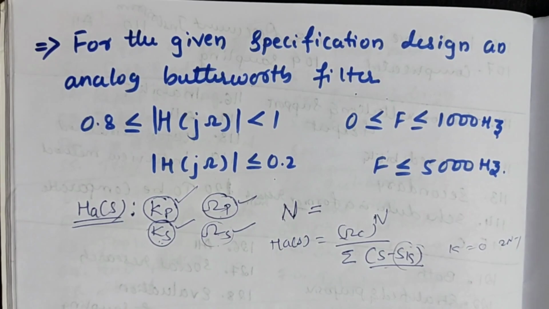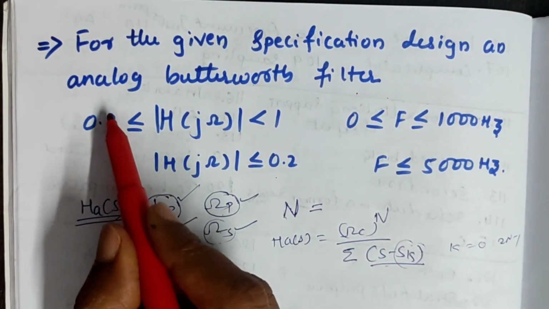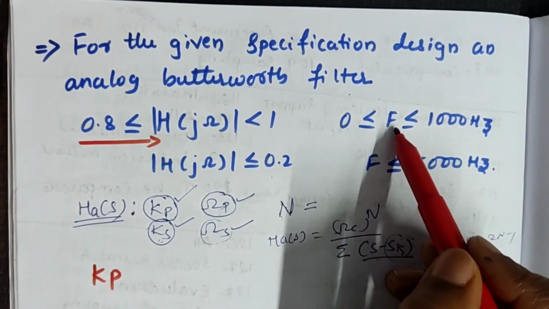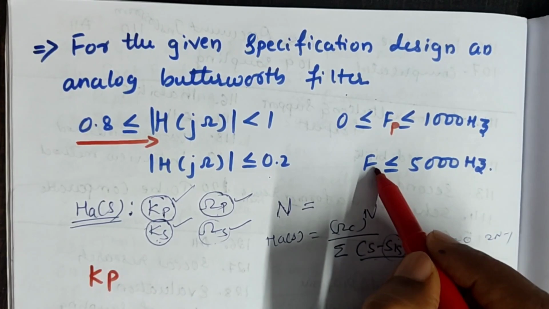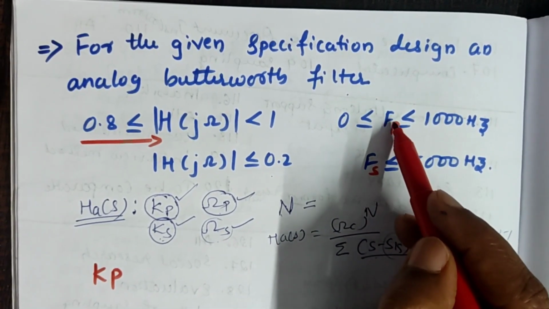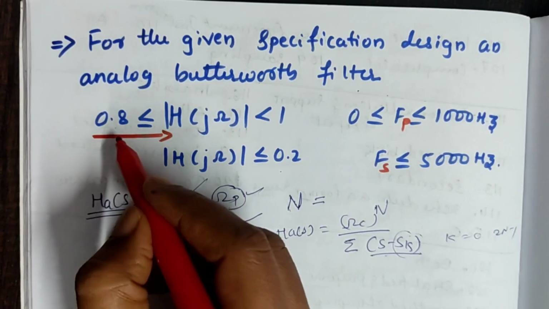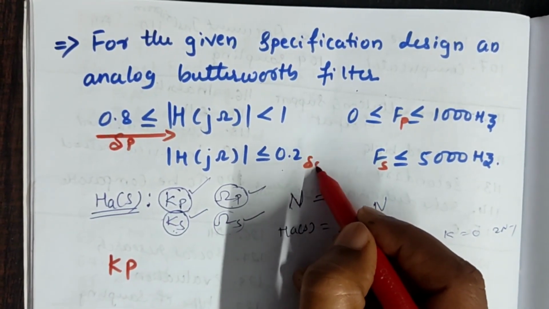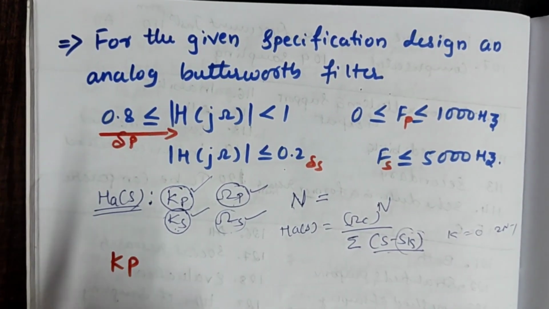So in this case, how to deal with this? First we require Kp, the passband gain. This is about your passband, where this is Fp and this is Fs, meaning passband frequency and stop band frequency. This is delta P and this one is our delta S. By using this delta P and delta S we can calculate.